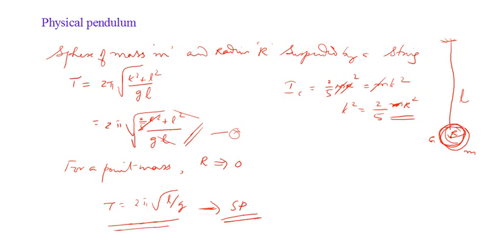Now if the problem gives a hollow sphere instead of a solid sphere, you should be a bit careful. The moment of inertia will be 2 by 3 mr square in place of 2 by 5 mr square. You can take care of that.